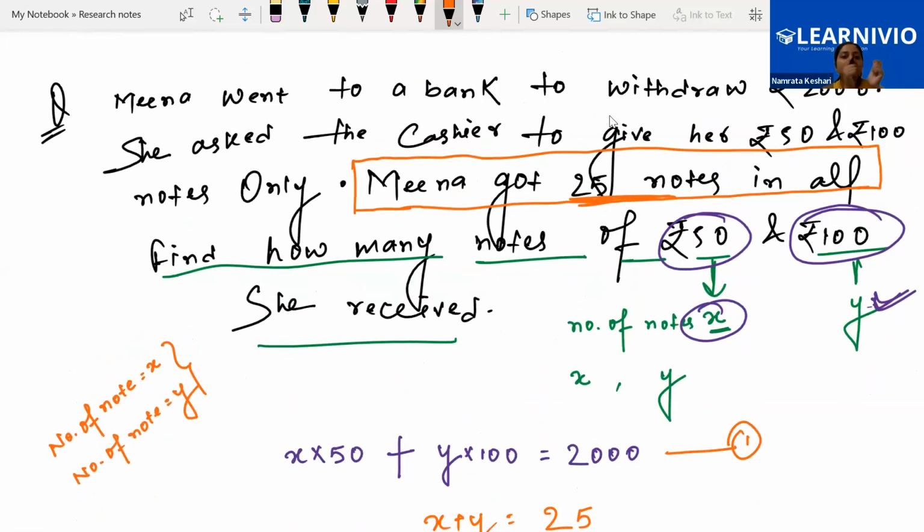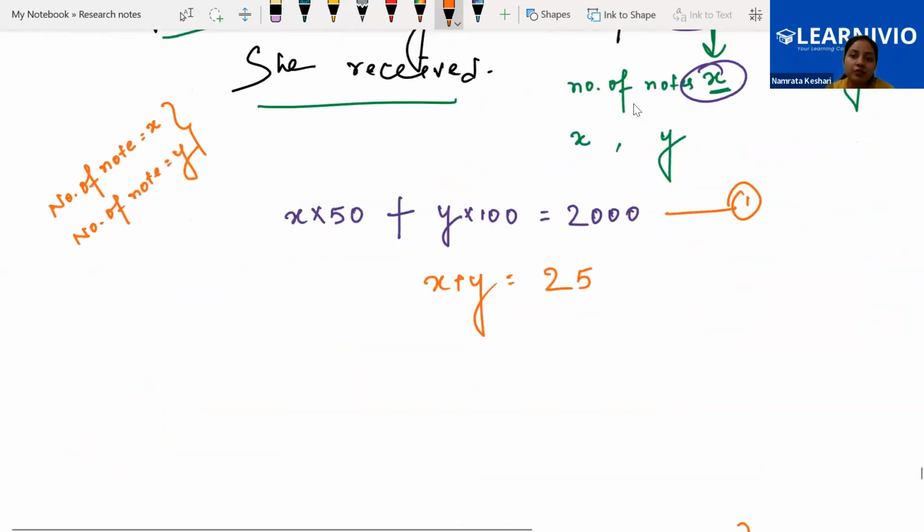It's just like separate notes we are having. x notes are of 50 rupees, y notes are of 100 rupees. Total how many notes are there? 25 notes are there. That's it. Now we just have to solve it either by using the method of substitution or by using the method of elimination. Here if you focus, we can reduce this equation number 1. Can you tell me how to reduce this equation number 1 by taking the common factor?